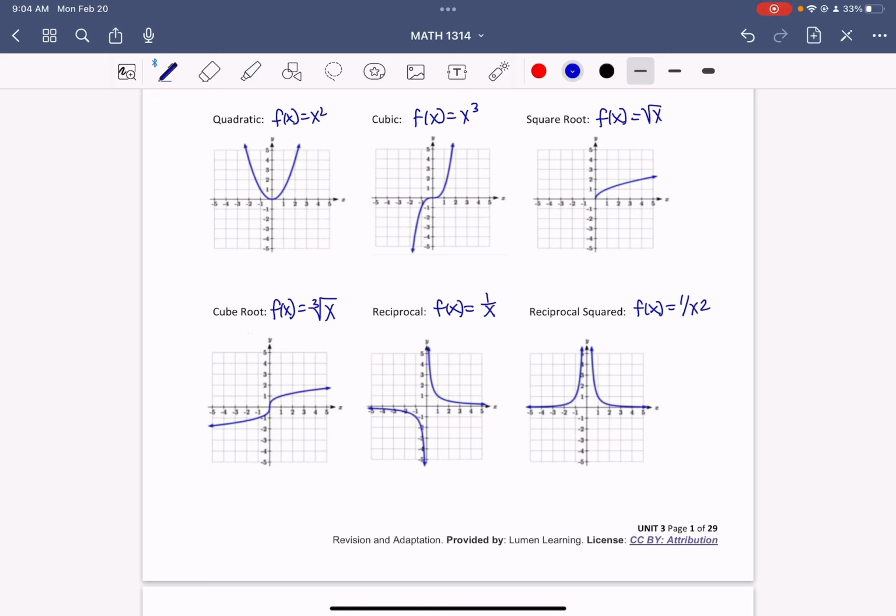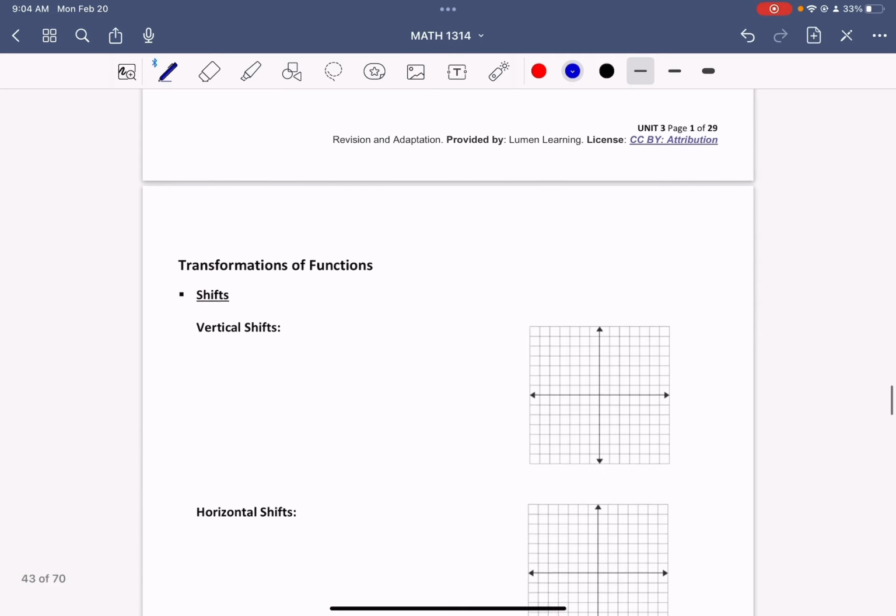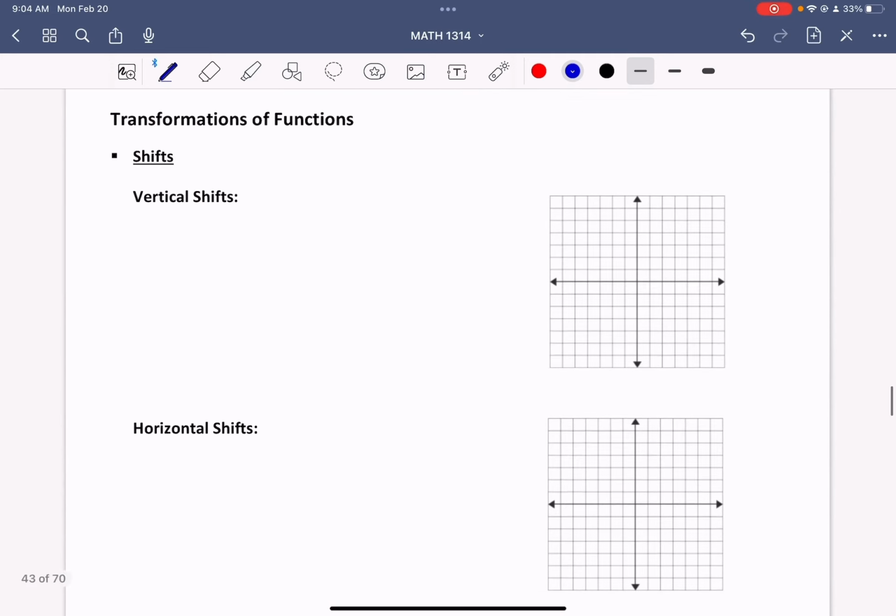Our goal in this section is to take all of our parent functions and look at the different ways that we can transform them within an equation and on a graph. So this is leading us into what we really want to look at: transformations of functions. There are many different transformations of functions, so we're just going to take it moment by moment here. The first one we want to look at is shifts. For example, we are going to look at f of x equal to x squared as we look at this shift.